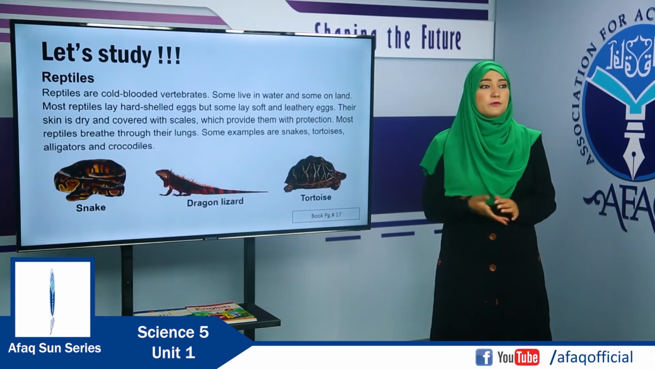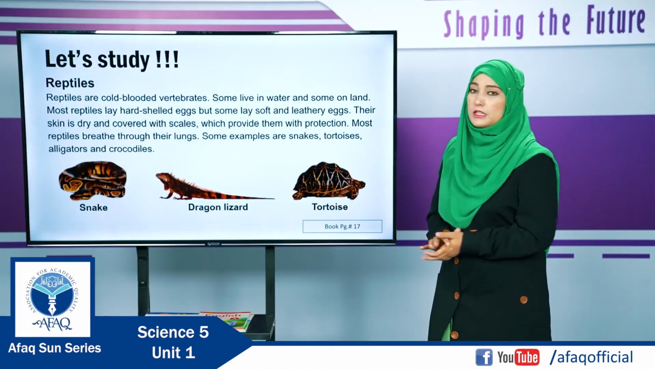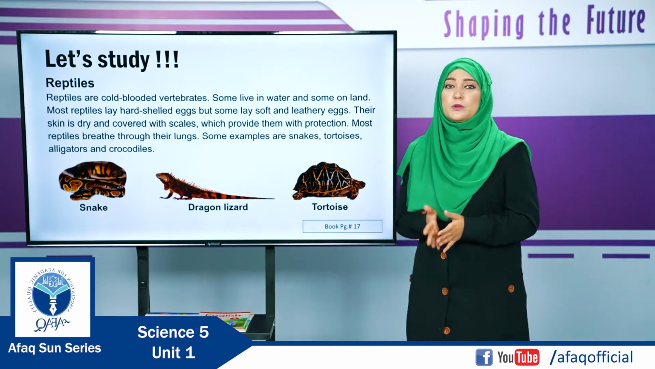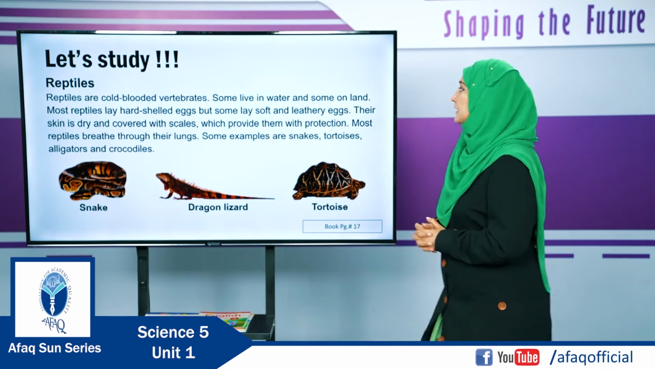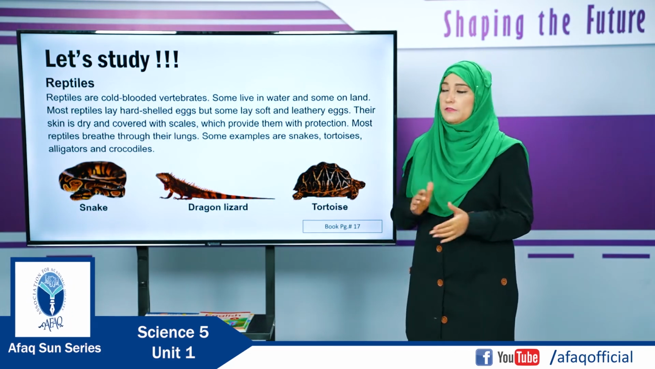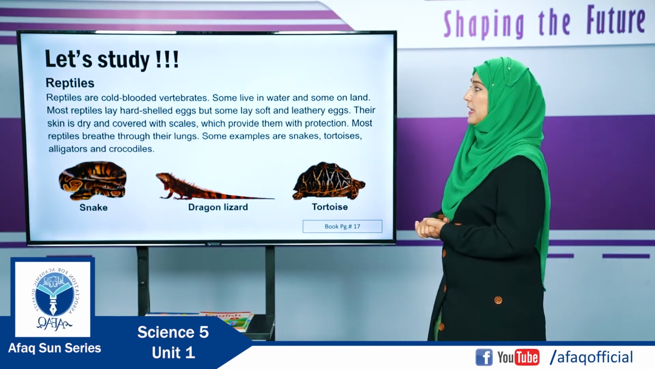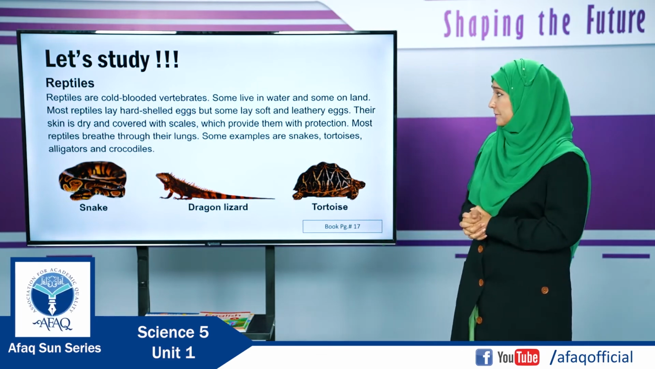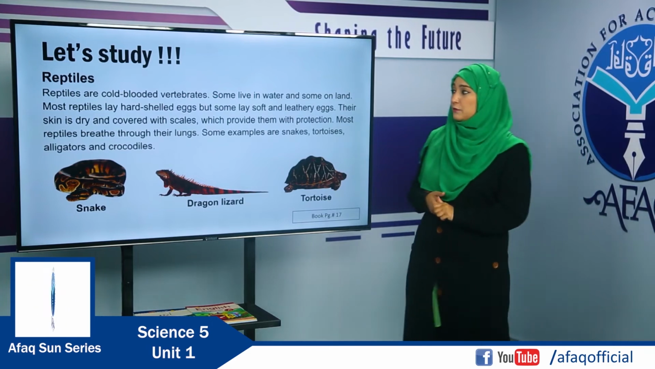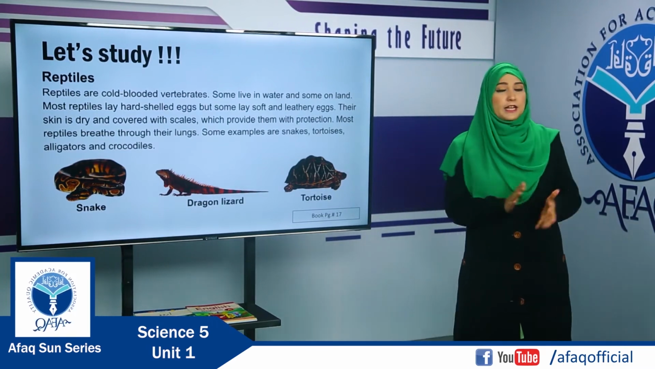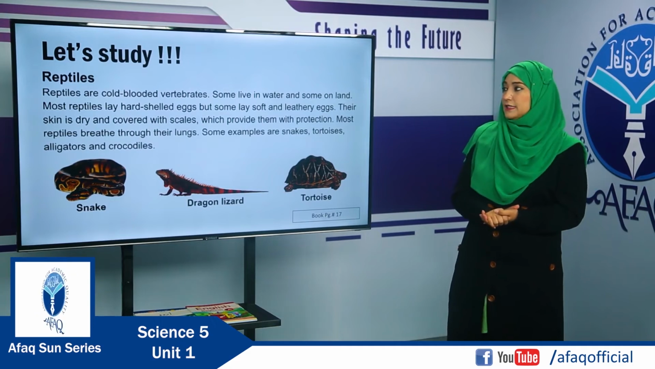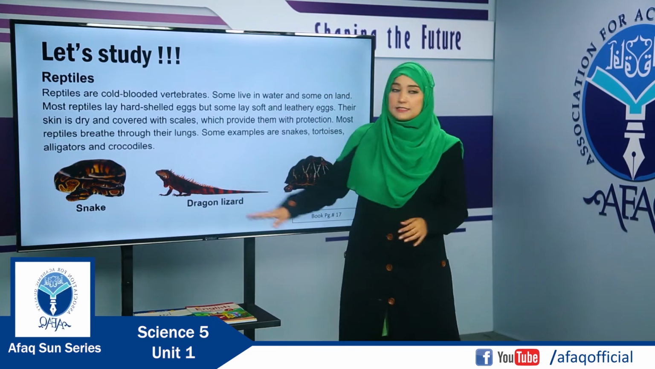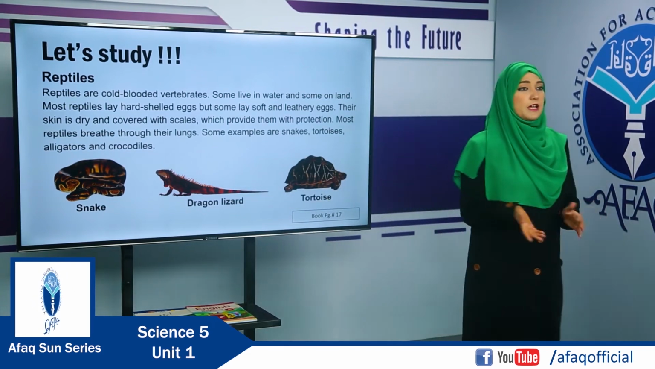Students, you have learned about fish and amphibians. Now, another group of vertebrates is reptiles. Reptiles are also cold-blooded animals. Some of them live in water while some live on land. Most reptiles lay hard-shelled eggs, but some lay soft and leathery eggs. Their skin is dry and covered with scales. Their scales protect them. Most reptiles breathe through their lungs. Tortoise, dragon lizards and snakes are examples of some reptiles.